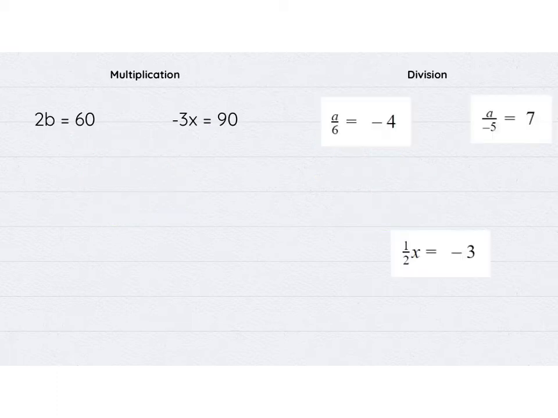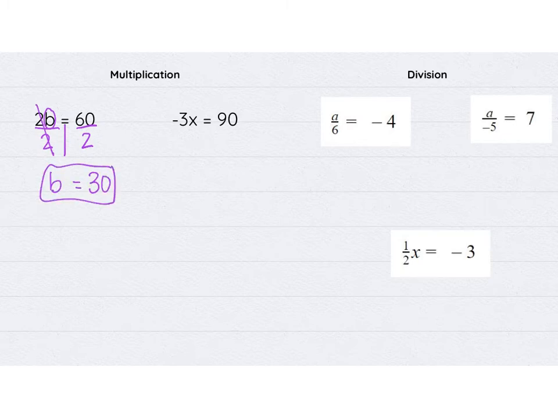All right, so multiplication equations look like this. 2 times b is equal to 60, or -3 times x is equal to 90. To solve a multiplication equation, you use division, right? So divide by the coefficient, the number in front of the variable. The reason why we divide by the number in front of the variable is because a number divided by itself is 1. So if I divide 2 by 2, I get 1b, which is just b, and that is equal to 60 divided by 2, which is 30.